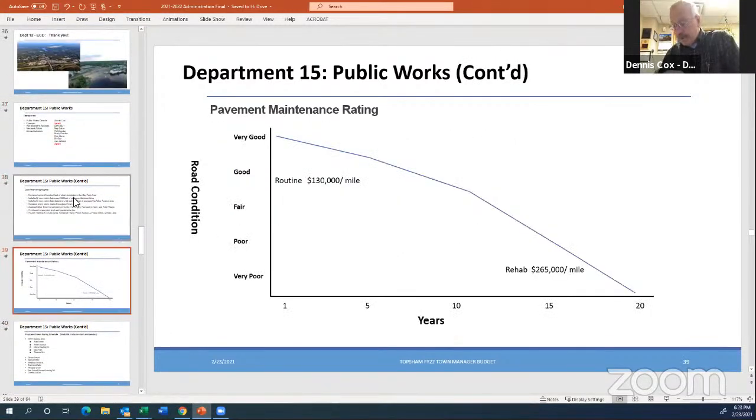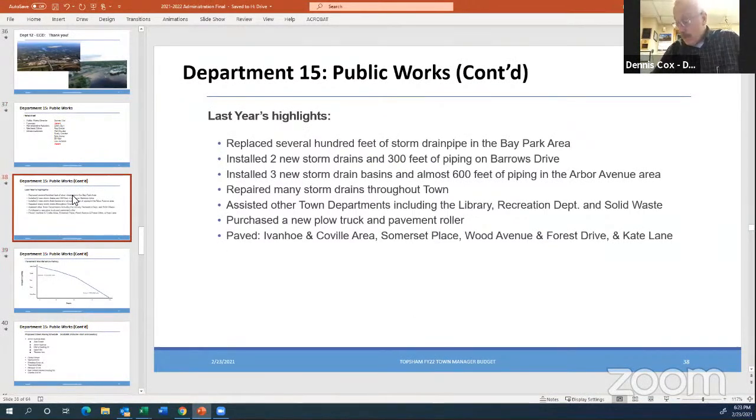Just to go over what we did last year, some of the highlights, and we're quite proud of them. The department did a great job. We fixed some drainage issues down in the Bay Park area, Golden Eye Drive, down in the back corner of that, and on Eider Drive. It's about several hundred feet of storm drain pipe, and a couple of new basins were put in. We installed 2 new storm drains at about 300 feet on Barrows Drive as well. Again, these are areas that have been problems with surface water going up into people's door yards. So those are the types of corrections that we've made on these projects.